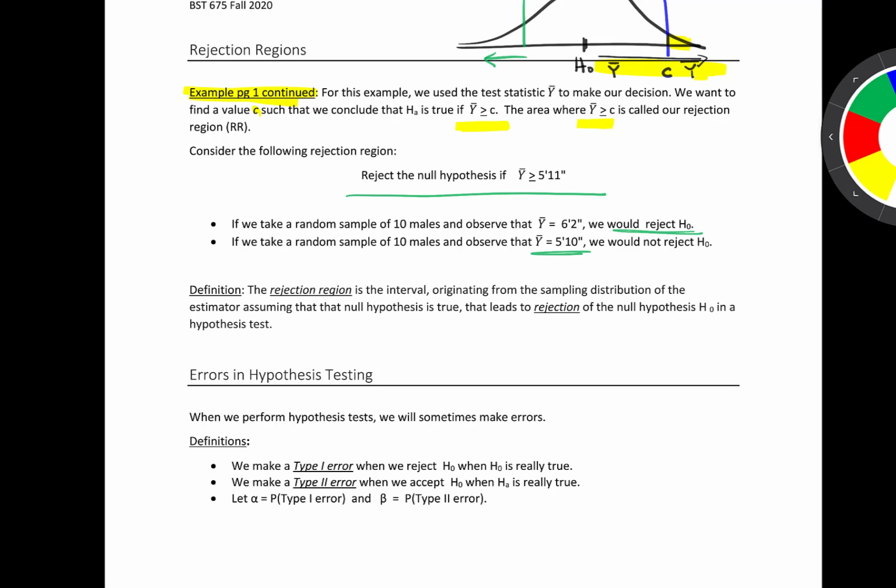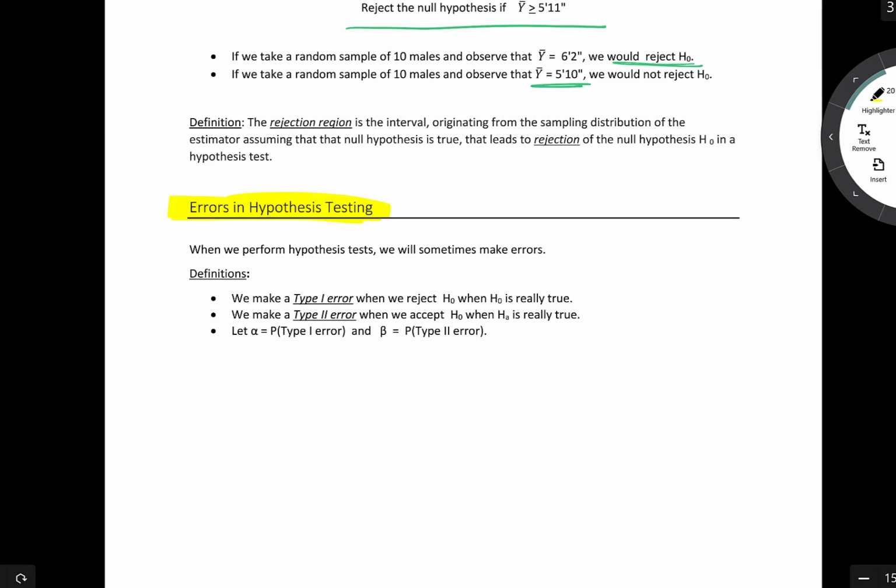The other thing that we need to talk about in hypothesis testing are errors in hypothesis testing. We're going to focus on that for just a moment in these notes. So there are two types of errors. There are what we call a type 1 and a type 2 error. Type 1 is when we reject the null, but the null was really true. And a type 2 is when we fail to reject the null and the alternative is really true.